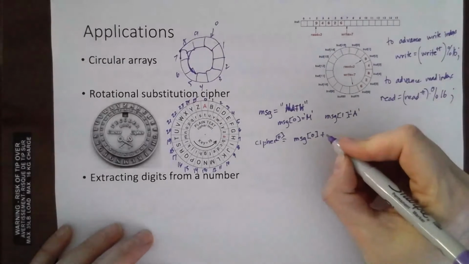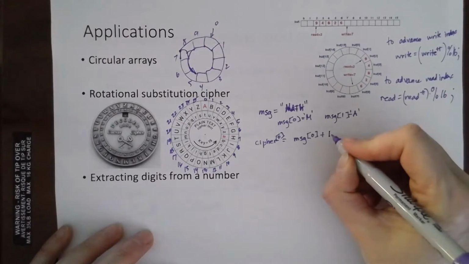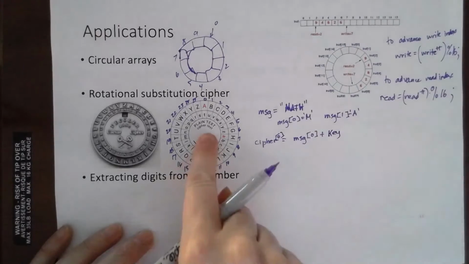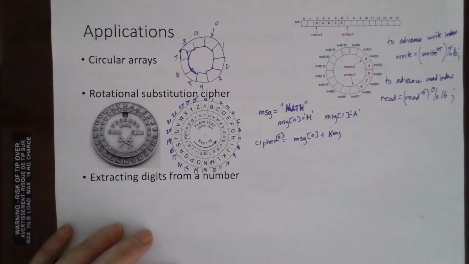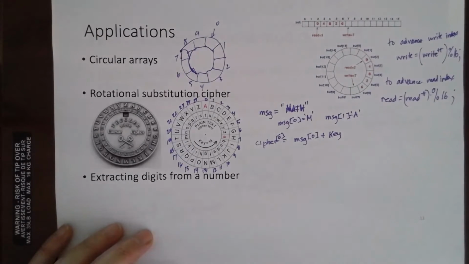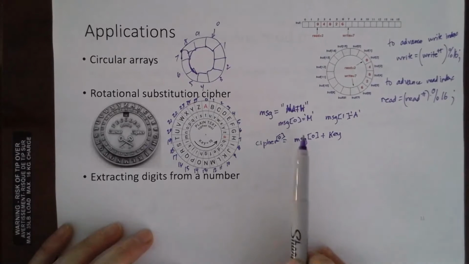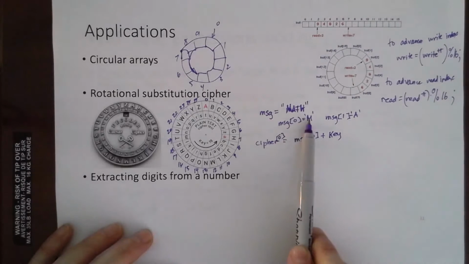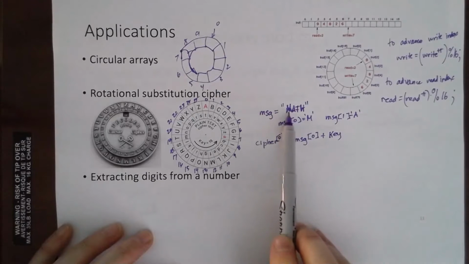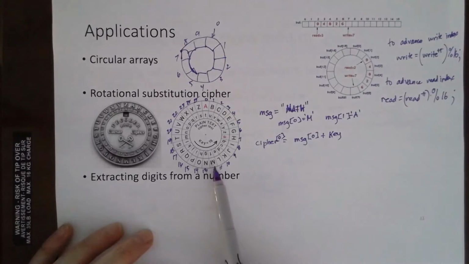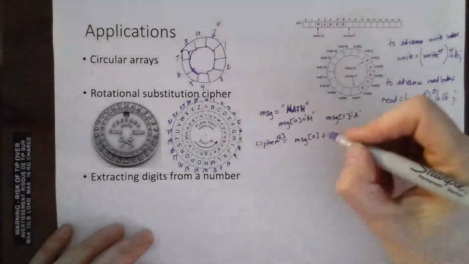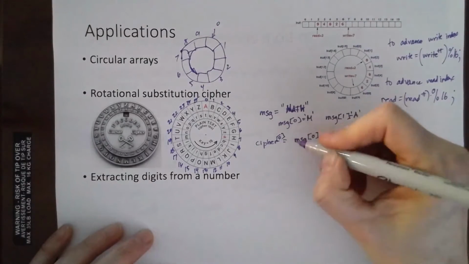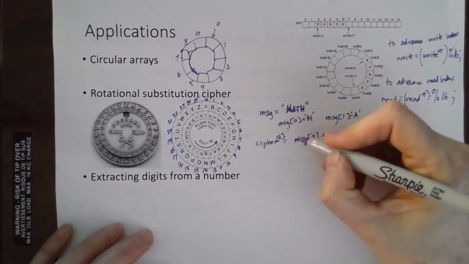Okay, and so if I take and add whatever my key is, in this case 19, but it could be anything. Okay. So let's think about what will happen. In my example where I have message 0, that's an M. So here's my M. That's at index 12. Okay, so I'm going to have to convert this to a number.